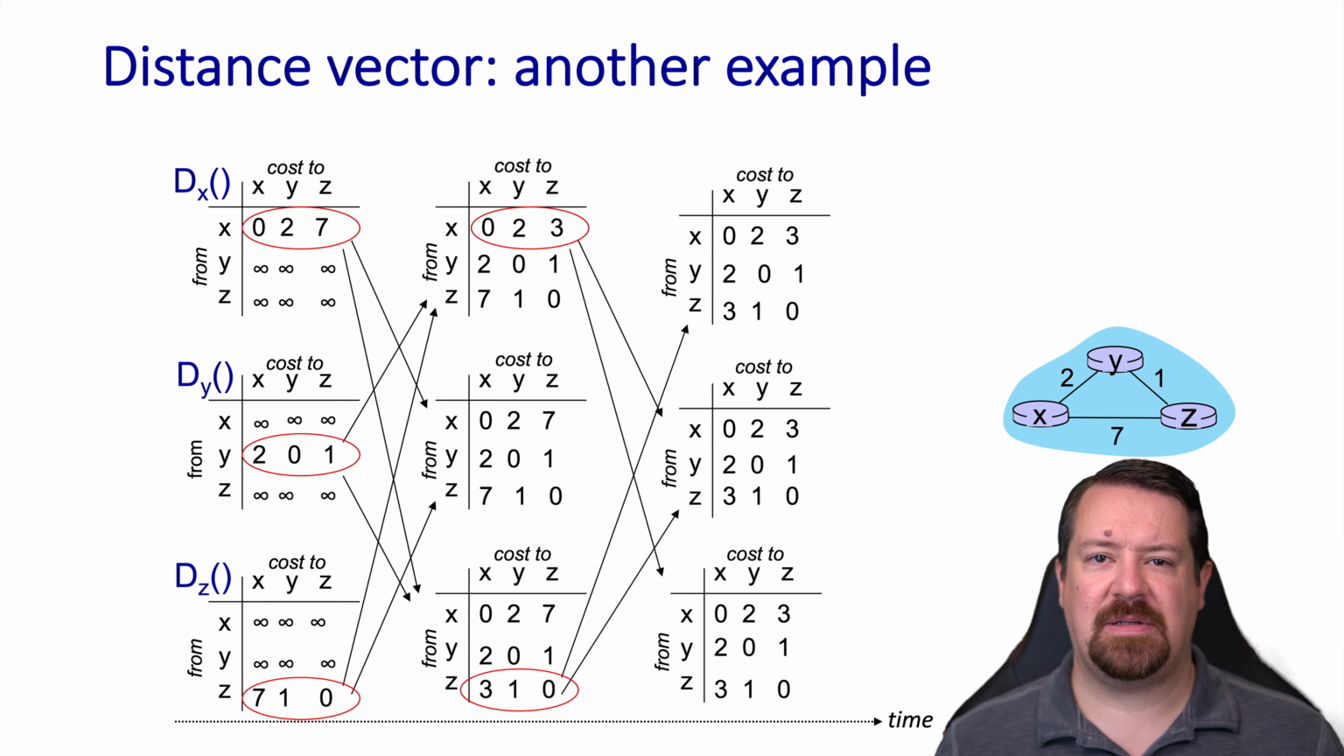As we continue this process, we see that y has no updates. It already had the lowest cost to get to its neighbors. However, z learns that it can get to x with a cost of 3 via y. And by the second iteration, there's no more changes. The network has converged and the distance vector information has propagated and stabilized.